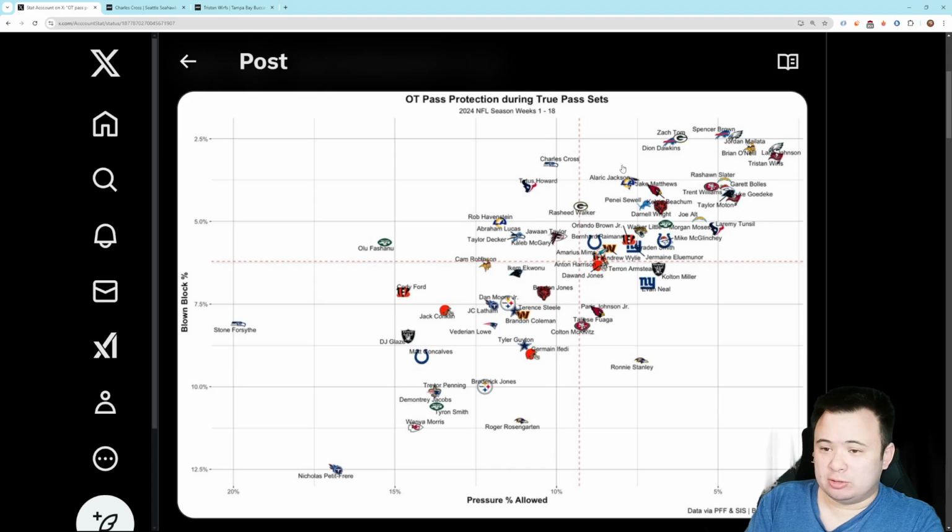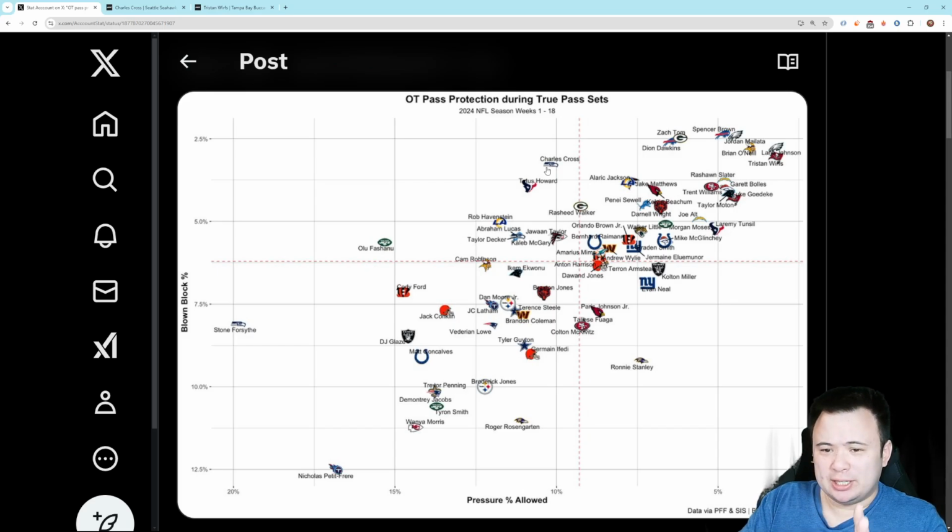But I think what this really points out is if you run the ball more, you run the ball effectively, you incorporate play action, you do more under center, and you just try to balance the offense and make things make sense, Charles Cross should be among the elite left tackles in this league. And he's not because he's being put in these really, really bad situations.